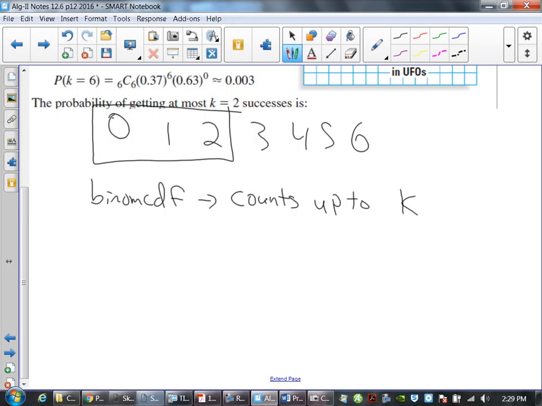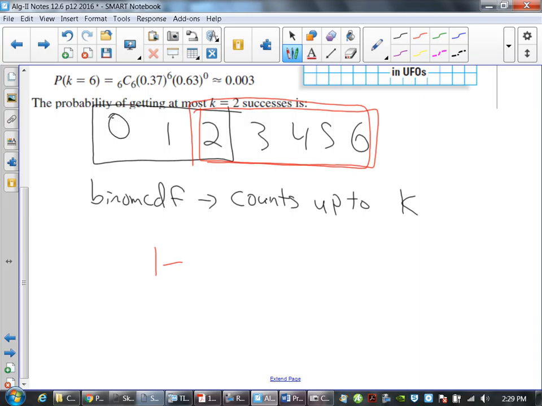If you want to do at least 2, then you do the complement. If I want at least 2, that means I'd want 2, 3, 4, 5, and 6. Now, it'll only count up to whatever you tell it to. So if I do 1 minus up to this, it's going to account for all the rest of it. And that's how it works. I'm glad you asked that. That's how that stuff works.